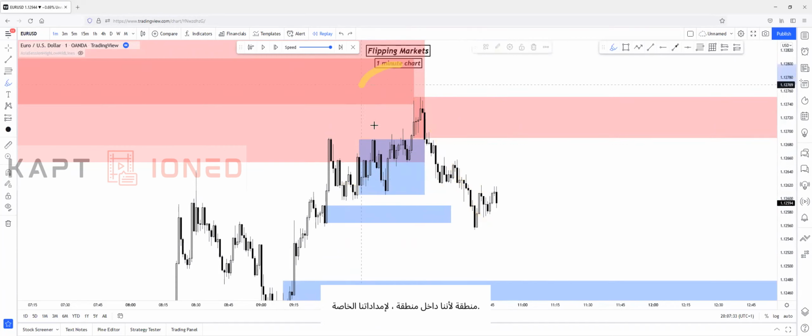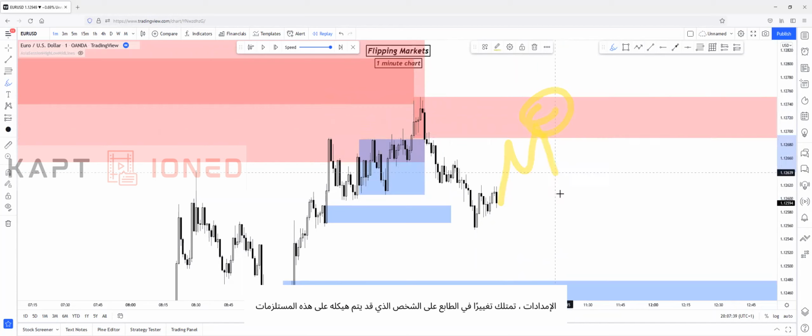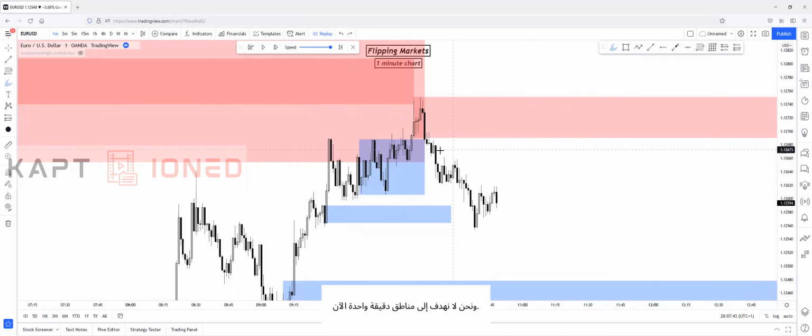Because we are inside of a 4-hour supply zone, we have to aim for this supply zone, and we have to search for a reaction on this supply zone and a change of character on the 1-minute structure on this supply zone. And we are not aiming for 1-minute zones right now. So these zones are irrelevant right now. We are aiming for this one. Okay, so I will just play price forward and wait for a reaction on this zone.